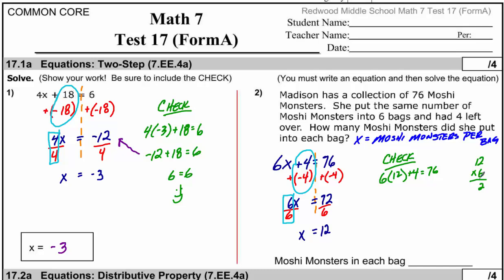6 times 2 is 12, carry a 1. 6 times 1 is 6, and 1 more makes 72. We're on the right track. We've seen that 72 before. It was right there.